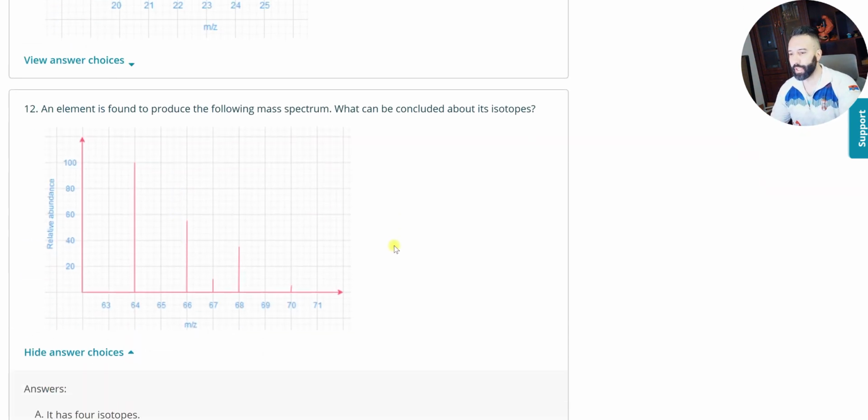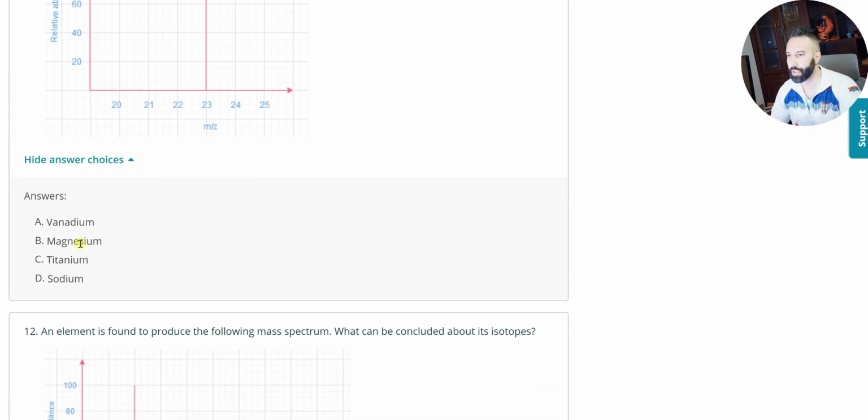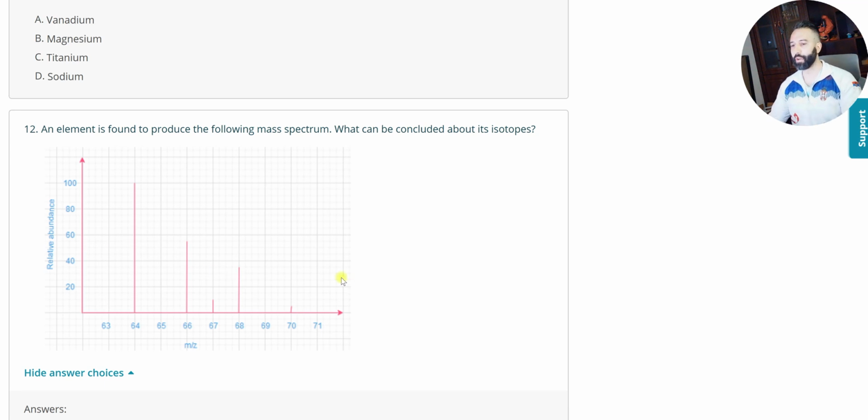So let's check this one out. Let's see if we have sodium. Yeah, so it's sodium. Let's check this one out. This one is way more complicated.